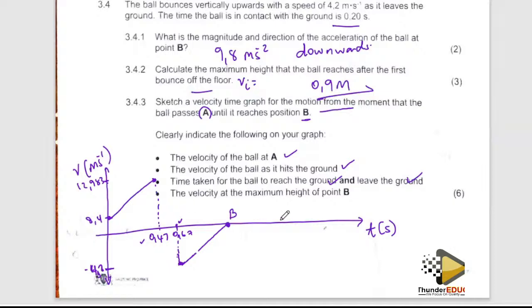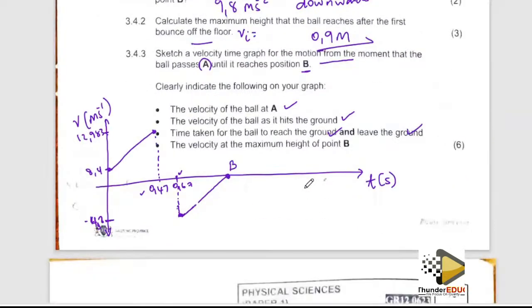So guys, that's how the 6 marks would be allocated. For as long as whatever you've been given is being represented, then we're good to go. So these will be just dotted lines because these are intervals between which the ball is bouncing. Someone might even draw the connecting line. Not a problem.